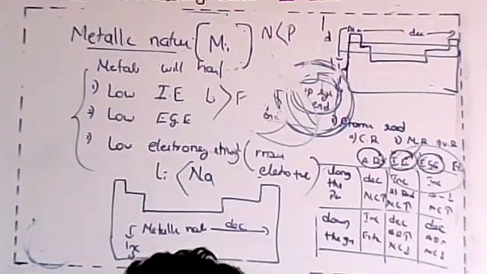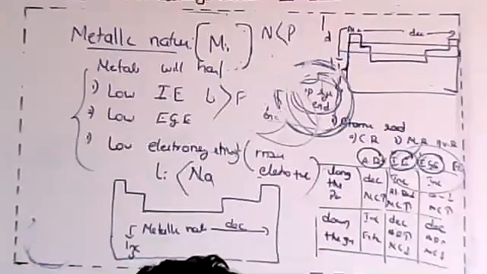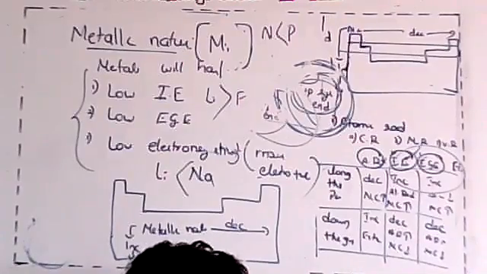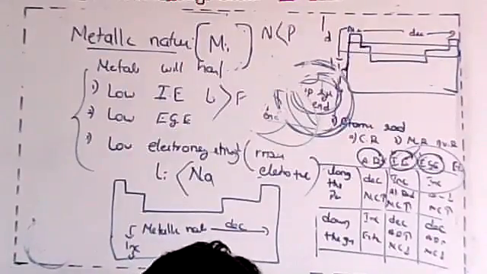Sir, don't know. You tell me at least, what is the number of electrons in sodium? 11. Can you make it as Na plus? Means by losing of one electron. Yes. Then how many electrons will be remaining? 10.